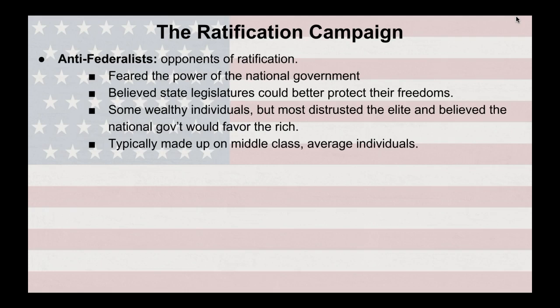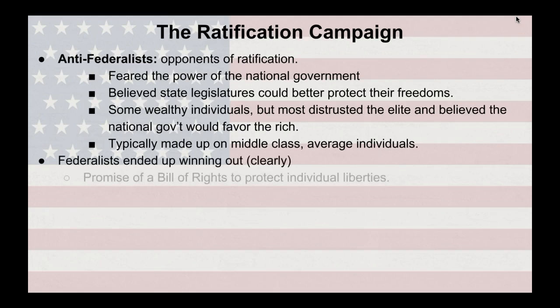what the Federalists were arguing for or against during this time period. There's a lot of parallels to a lot of the arguments that are still used in modern day to advance the idea of a small government and states' rights. So there's going to be some significant overlap with the arguments that were made back then and the arguments that are made even in modern day. The Federalists are going to end up winning out, clearly, but it's done with the promise of a Bill of Rights to protect individual liberties.